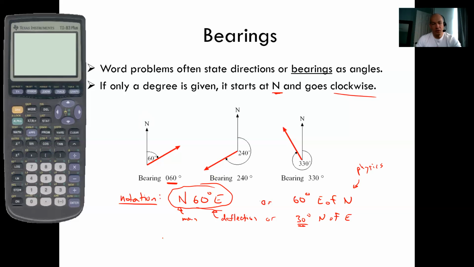Oh, and one other tiny little thing, if you ever see northeast, this is equal to north 45 degrees east, or 45 degrees north of east, or east of north, it doesn't really matter. So if you're ever going to see northeast, it's exactly a 45-degree angle.